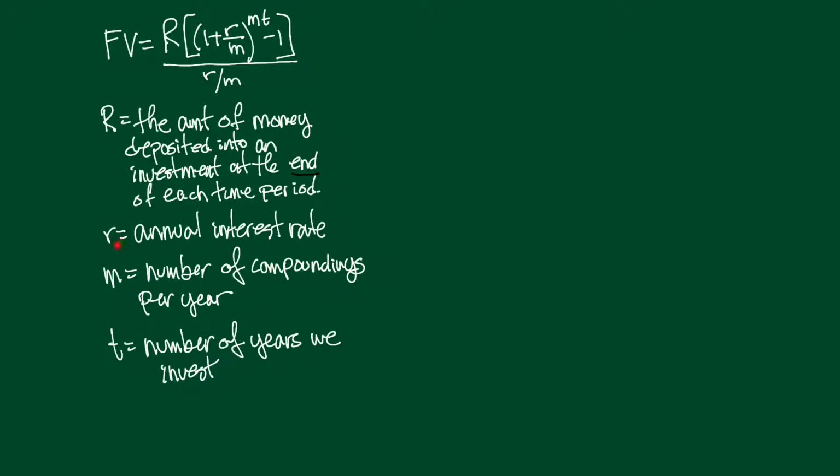And now this lowercase r, that's the annual interest rate. M is the number of compoundings per year. If we're going to invest at the end of every month, we would have 12. If we invest at the end of every year, we would just have 1. And T is the number of years that we're going to invest.